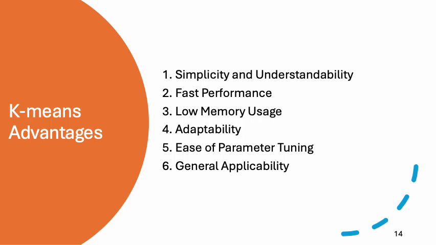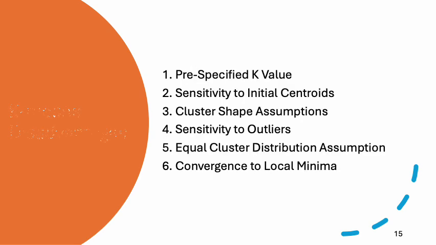5. K-means usually involves only a few parameters, such as the number of clusters. This simplicity makes it easier to configure and apply to different problems. 6. K-means can be used across a wide range of datasets. It works well when there are clear distinctions between clusters.